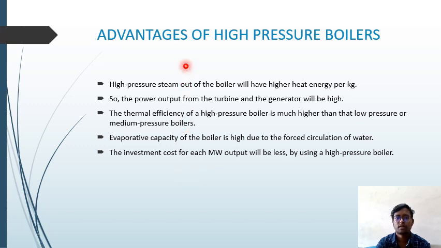So we can see the advantages of high pressure boilers, namely high pressure steam out of the boiler will have higher heat energy per kilogram. So the power output from the turbine and the generator will be really high. The thermal efficiency of a high pressure boiler is much higher than that of low pressure and medium pressure boilers. Evaporative capacity of the boiler is high due to forced circulation of water. The investment cost for each MW output will be really less by using a high pressure boiler.